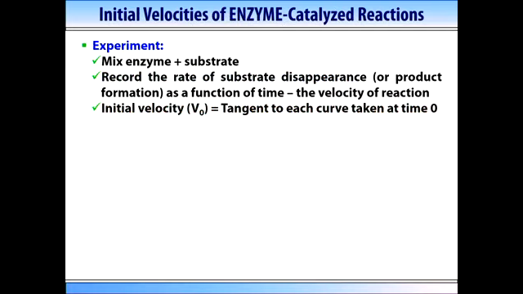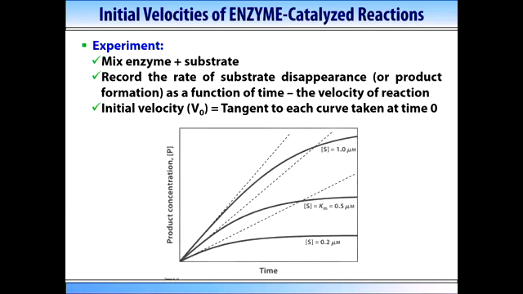Let's just imagine a very simple experiment. We mix an enzyme plus substrate and record the rate of substrate disappearance or product appearance as a function of time. That would be the speed of the reaction, or velocity. The initial velocity is just the tangent to the curve taken at time 0. On the x-axis it's time, and on the y-axis it's the amount of product that appeared.